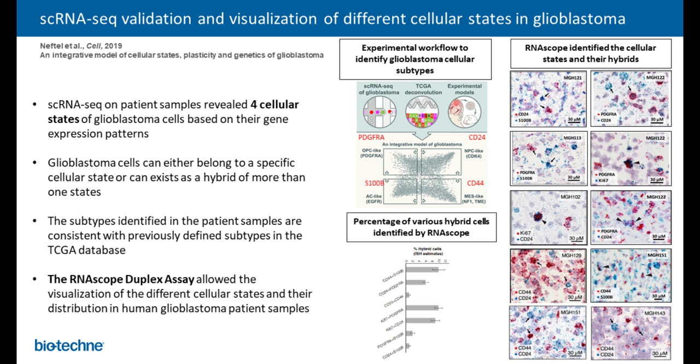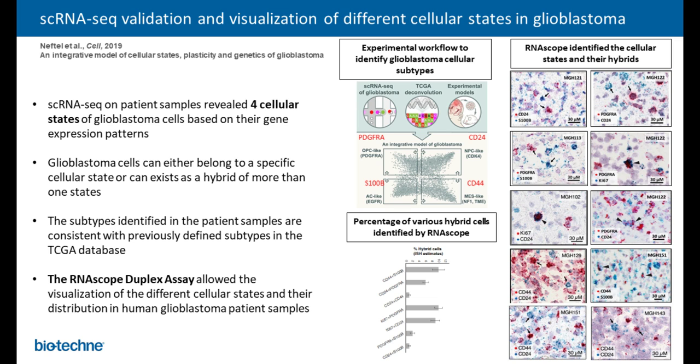What they wanted to do was visualize these different molecular and cellular subtypes in situ. And they used the RNAscope duplex assay to pick specific markers pertaining to each individual cellular state and visualize these cells within the tissue.